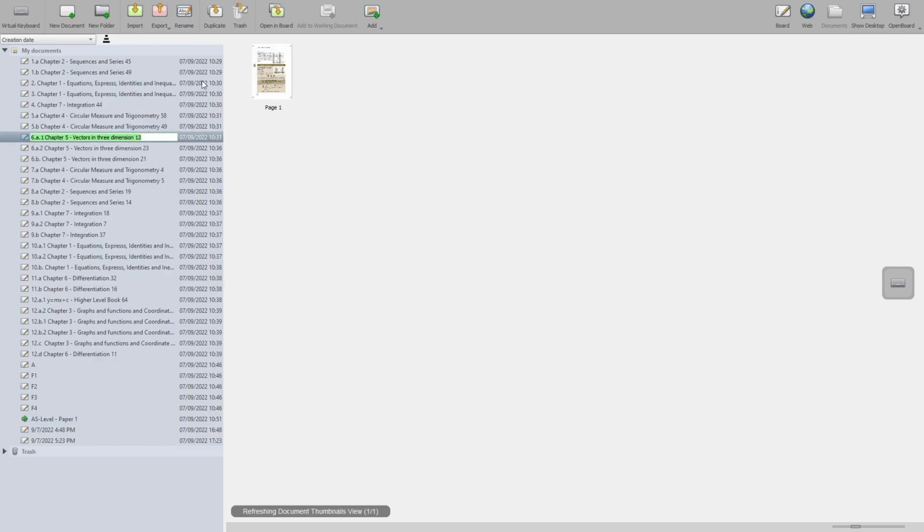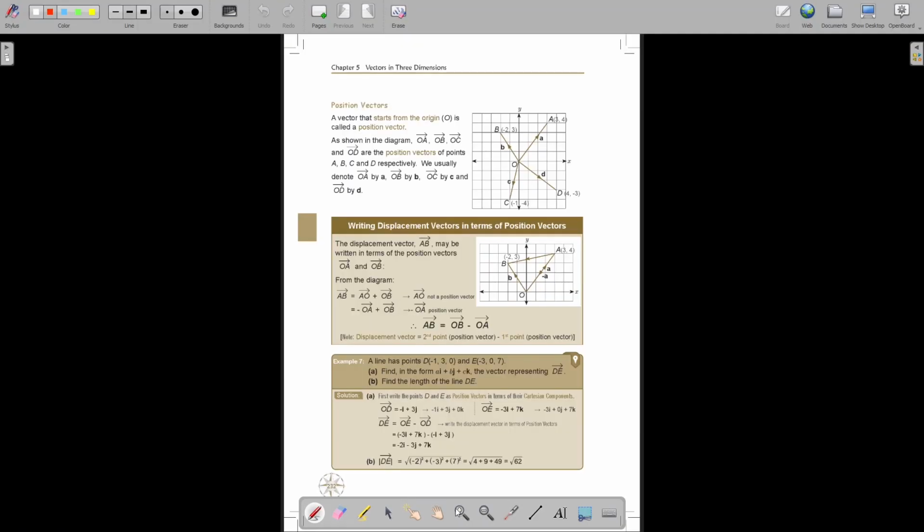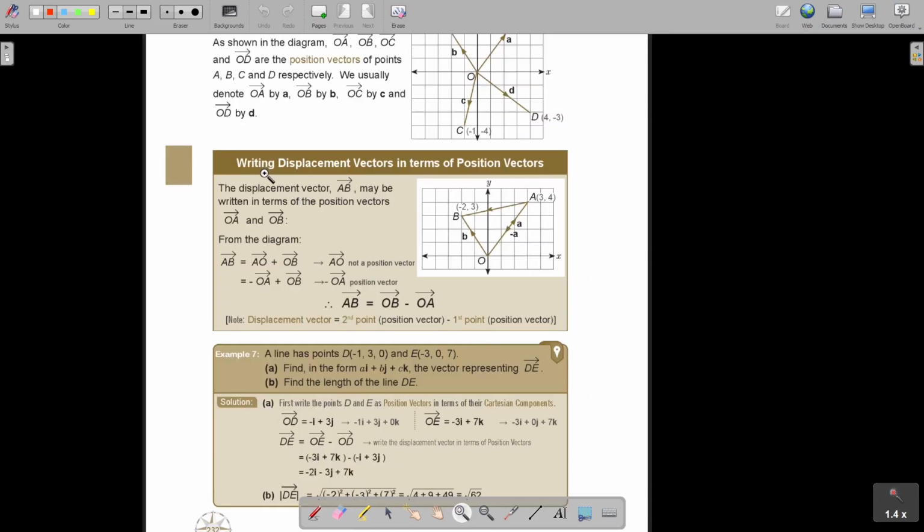I have a few. Let's go first to this question. It's chapter 5, and it's actually a very basic thing, but I'm just taking you to this. It's writing these displacement vectors in terms of position vectors. If I want to say that AB, can you remember? It was actually OA and OB, but to change that around, we made it a negative. But the short way, how we always say it, is if we want to get AB, it's the second position vector minus the first one, because we changed the direction around.